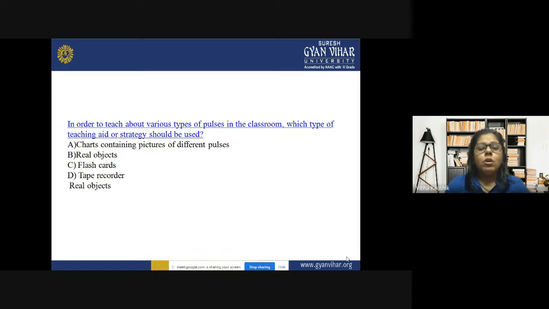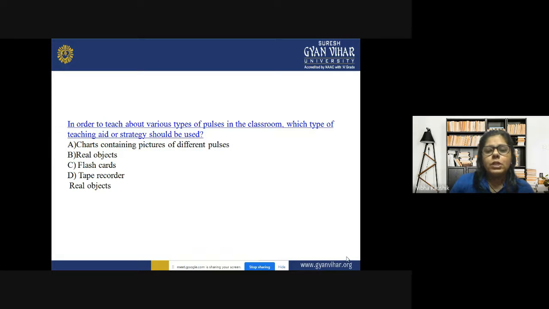In order to teach about various types of pulses in the classroom, the teacher wants to teach the students the concept of various types of pulses. Which type of teaching aid or strategy should be used by the teacher to make them understand that these are the various types of pulses? Now the options are: A, charts containing pictures of different pulses, meaning the teacher can show the students the different pictures of different pulses to make them understand this concept.